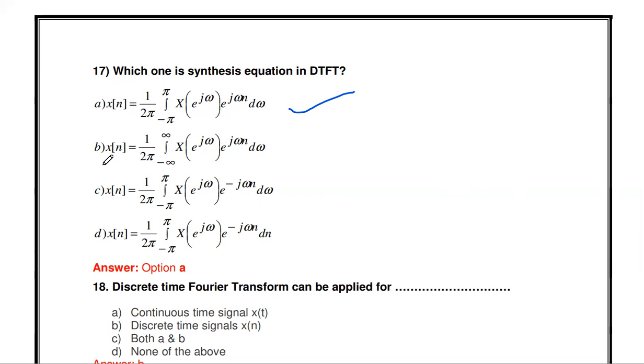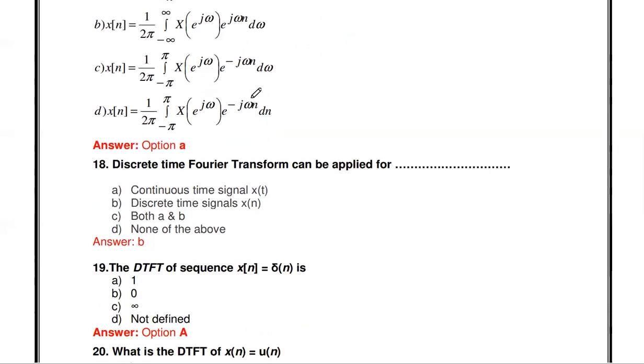In the other options, the integration limit is given as minus infinity to infinity, so this is not correct. In another one, e power minus j is given. So the correct answer is 1 by 2 pi integration over minus pi to pi of X of e power j omega e power j omega n d omega. This is the correct answer for inverse DTFT.